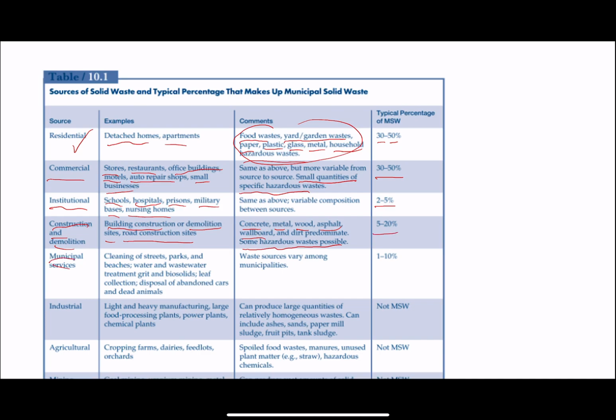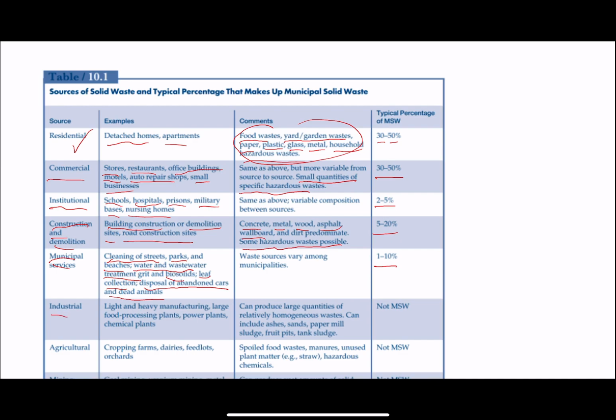Municipal services: cleaning of streets, parks, beaches, water and wastewater treatment, grit, biosolids, leaf collection, disposal of abandoned cars and dead animals. This waste might vary among municipalities. Each municipality might have some highly variable waste. And this might go from 1 to 10% of municipal solid waste.